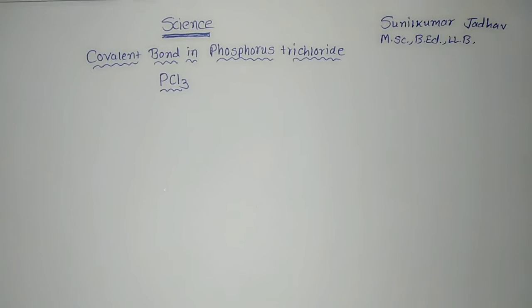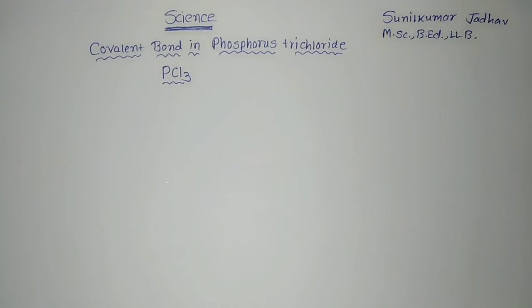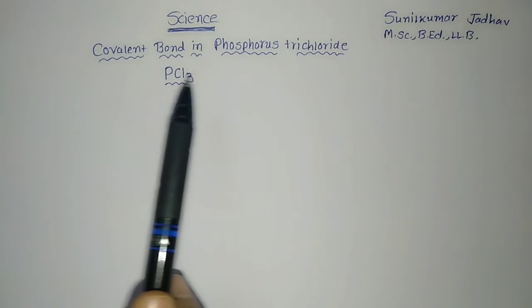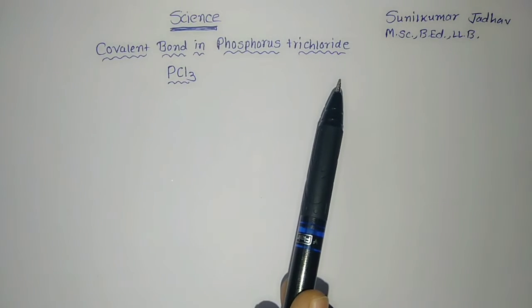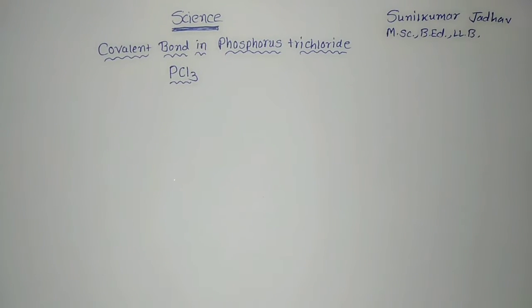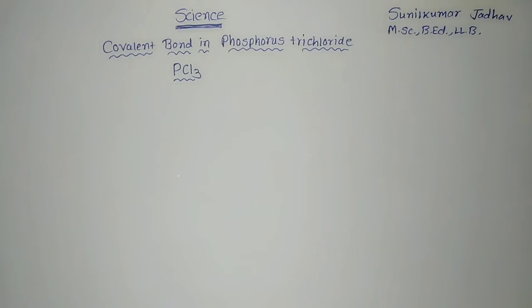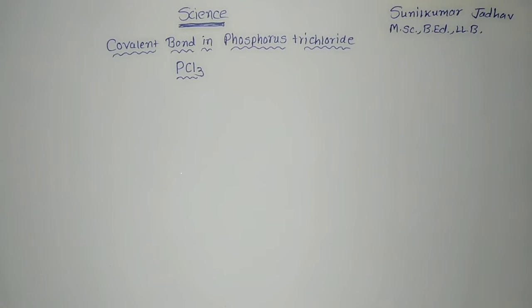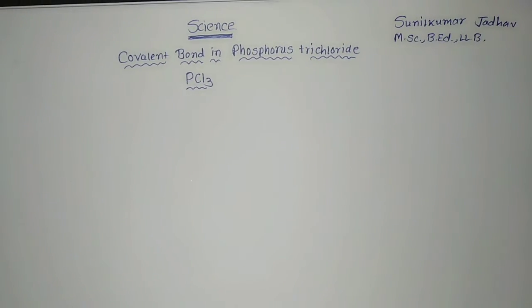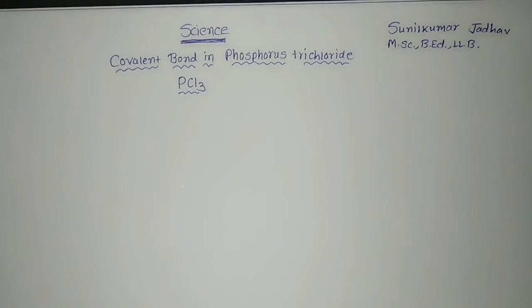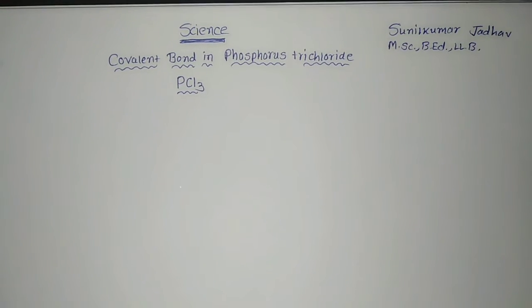Let us begin with the first viewer's request, that is covalent bond in phosphorus trichloride, that is PCl3. He asked me how the covalent bond forms in PCl3, that is phosphorus chloride. So this video is for you and for all my other viewers who are interested in chemistry. Covalent bond in phosphorus trichloride. See this video till the end.